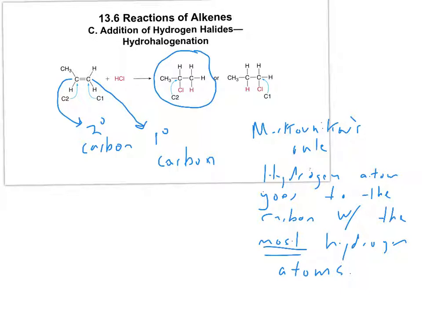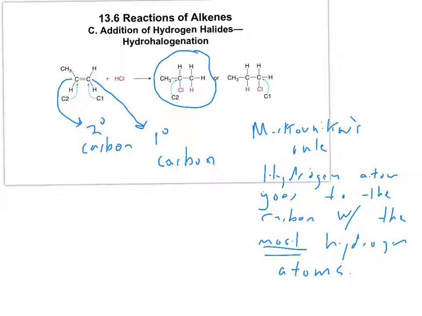when that double bond breaks, both atoms aren't added at the same time. They're added step 1, step 2. If the hydrogen goes to the carbon with the most hydrogen atoms on it, what that does is it creates a positive charge on this carbon, and the neighboring carbon helps stabilize that. And that positive charge is going to be attacked by the chlorine.